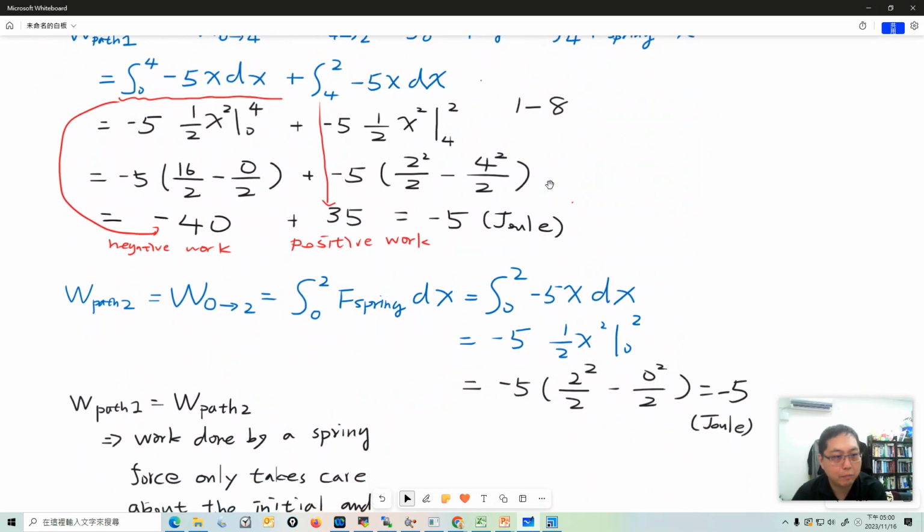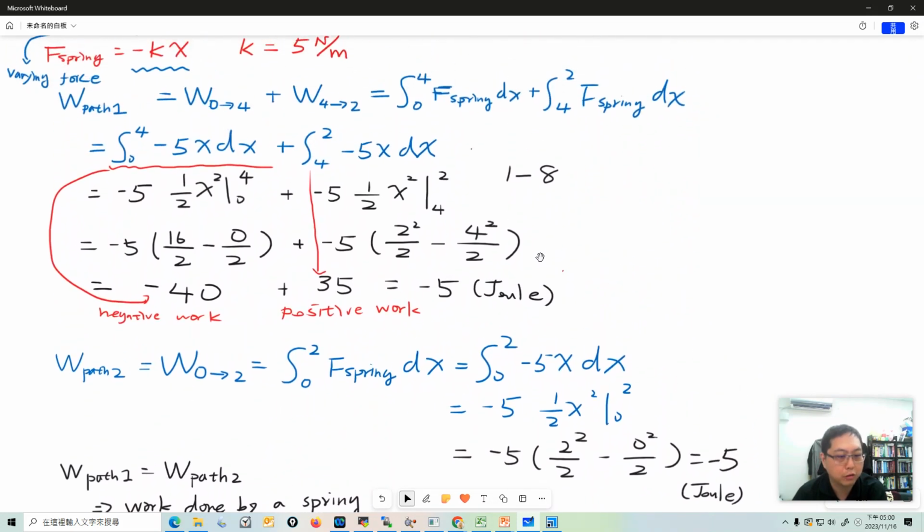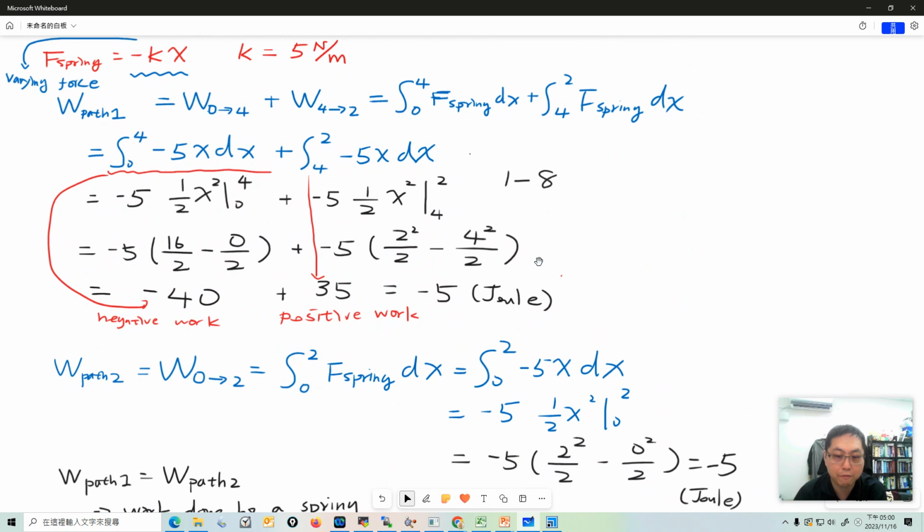The next example will show you the gravitational force. Gravitational force has the same feature. It's also independent of path. It also only takes care of your initial position and final position. We'll see in the next example.